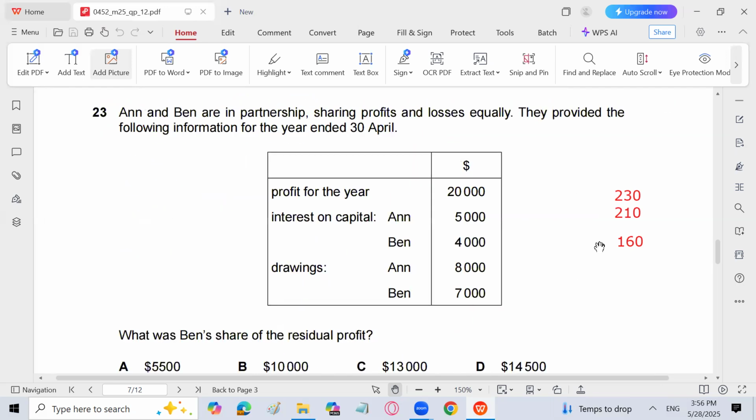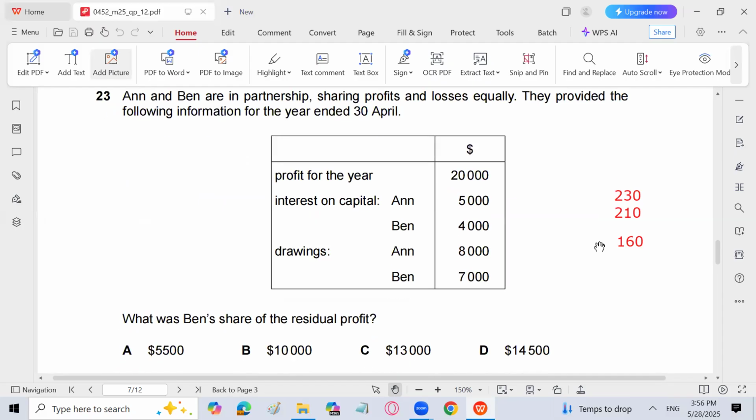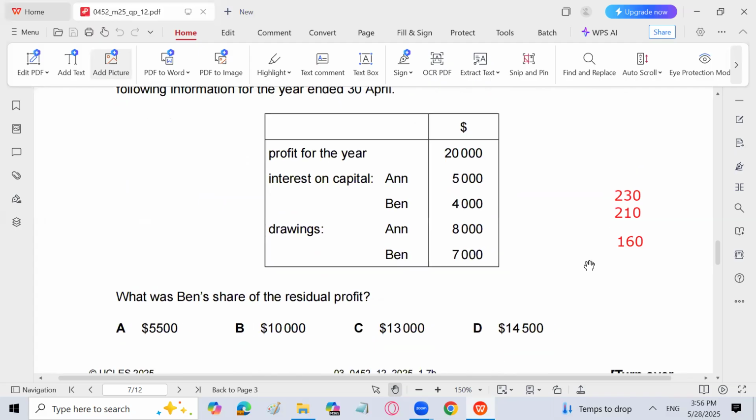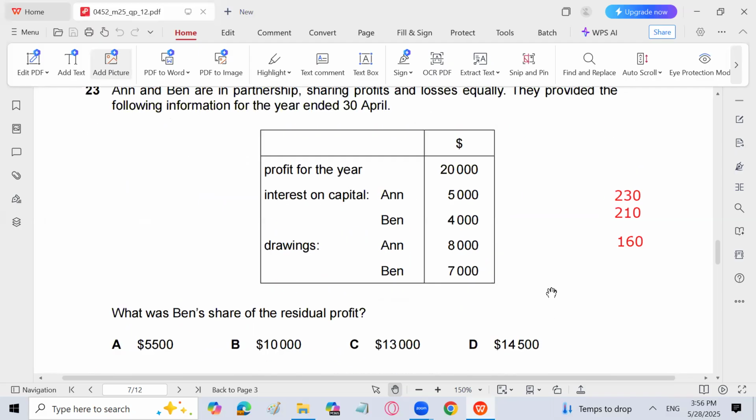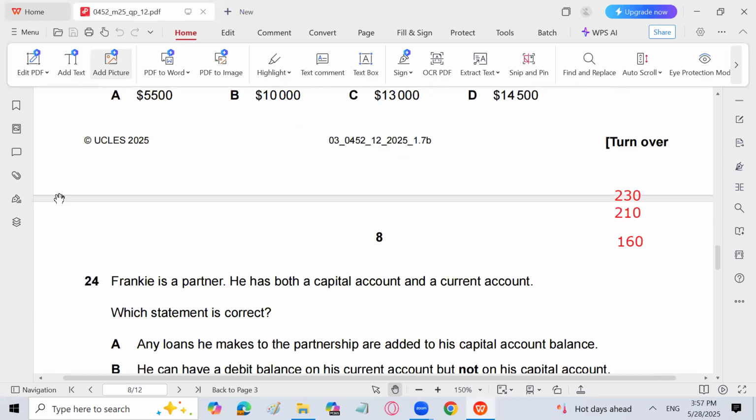Anne and Ben are in partnership sharing profits and losses equally. They provide the following information for the year ended 30th April: profit for the year, interest on capital, drawings in the year. What was Ben's share of the residual profit? Equal. So profit for the year is given, 20,000, less interest on capital 9,000. And interest on drawings is not there, right? So the answer is 11,000. So 5,500. A is the answer. Appropriation account, A is the answer, because of equal share. So A, 5,500 is the answer.